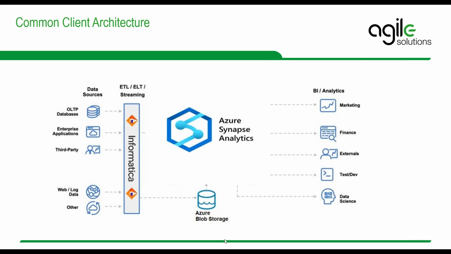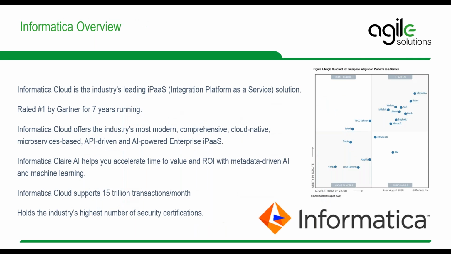Next, we might ask, what is Informatica? Informatica Cloud is the industry's leading iPaaS solution, so integration platform as a service, and has been rated #1 by Gartner for 7 years running. Informatica Cloud offers the industry's most modern, comprehensive, cloud-native, microservices-based, API-driven and AI-powered enterprise iPaaS solution. Informatica also offers Clear AI, which helps you accelerate time to value and return on investment with metadata-driven AI and machine learning. And currently, Informatica Cloud supports 15 trillion transactions a month from all of its customers and holds the industry's highest number of security certifications.